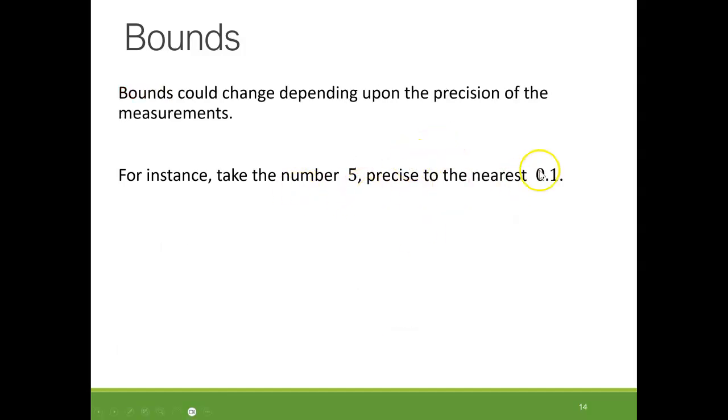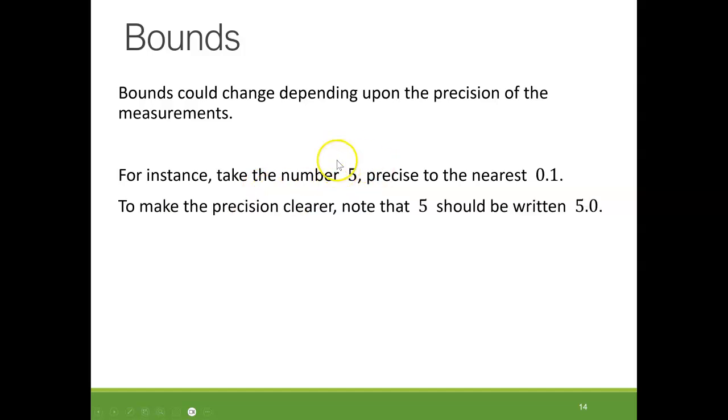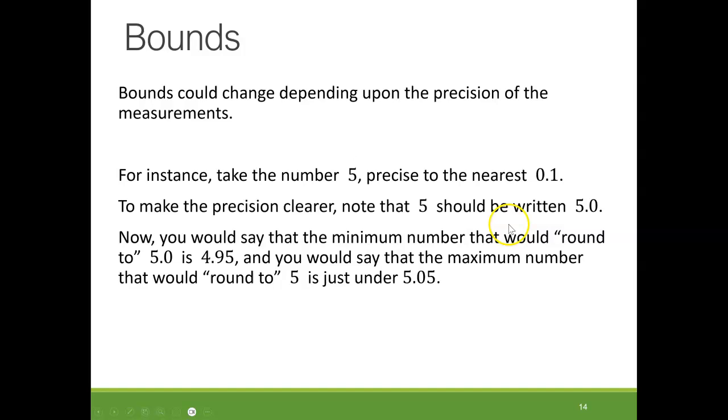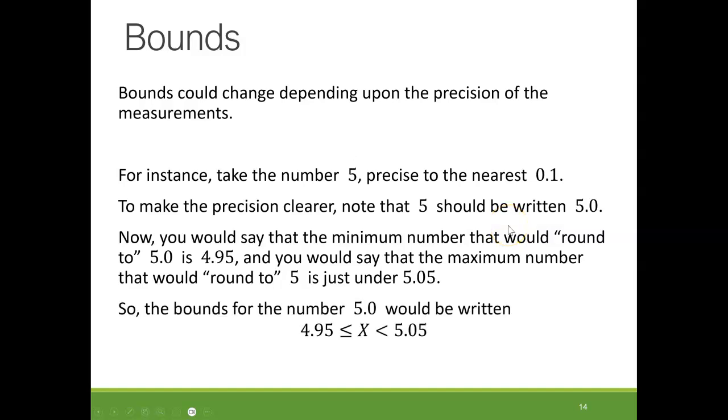All right. So if this is precise to the tenths place, we need to rewrite 5 with a tenths place. So 5.0. Now we have to think about, okay, what's the smallest number that would round up to 5.0? 4.95. And the smallest number that would round down to 5.0? 5.05. Actually, the first number less than that, though, right? So we'd write it as 4.95 less than or equal to x less than 5.05.